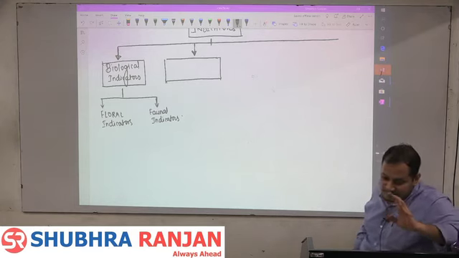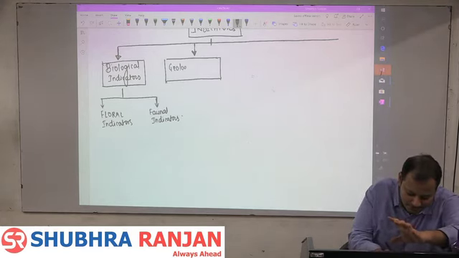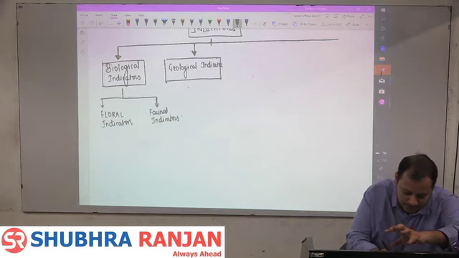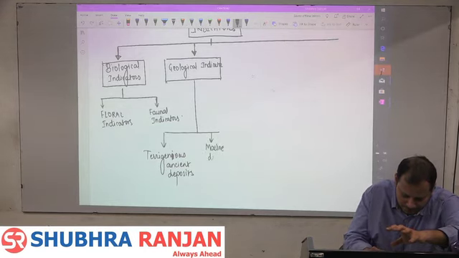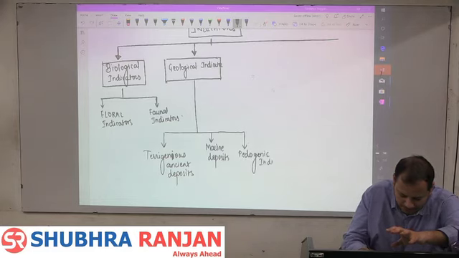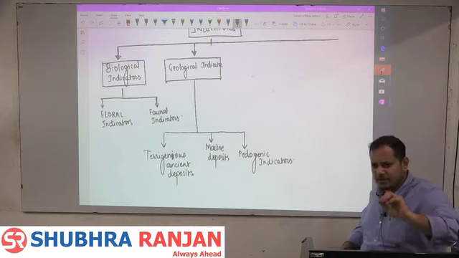Next indicator is geological indicator. जियोलॉजिकल इंडिकेटर. इसमें terrigenous ancient deposits, marine deposits, and pedogenic indicators. Means what are the deposits?